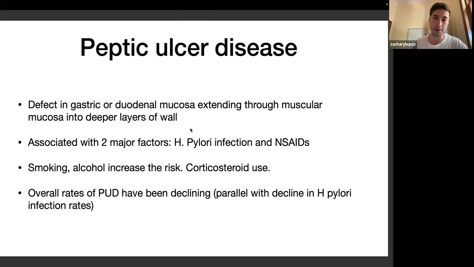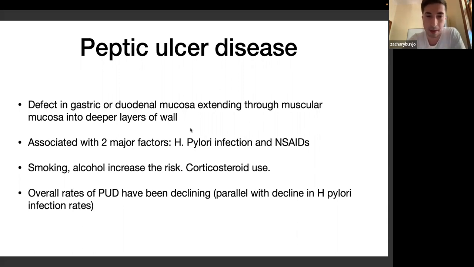Okay, so moving on to peptic ulcer disease. So it's obviously a defect in the gastric or duodenal mucosa that extends through the muscularis mucosa into deeper layers of the GI wall. The classic 2 associations and major contributing factors are H. pylori infection and non-steroidal use. As a background, smoking and alcohol increase the risk, as does corticosteroid use. So obviously, patients on high-dose steroids such as prednisolone should be covered with a PPI.